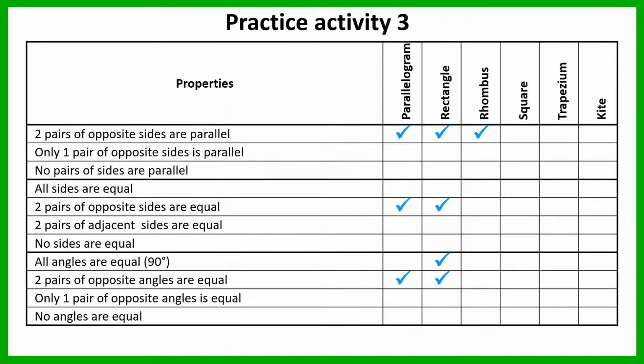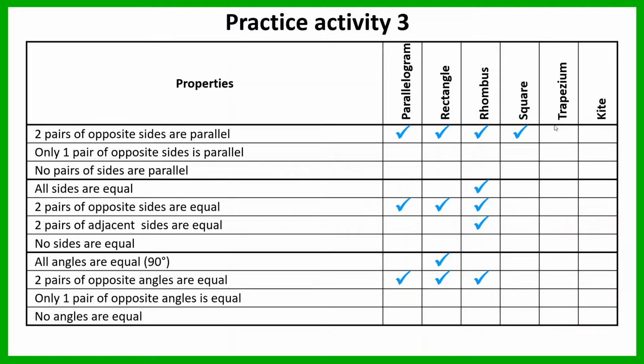In a rhombus, we also have two pairs of opposite sides parallel. We have all four sides equal. Two pairs of opposite sides are equal. Two pairs of adjacent sides are equal. And there are two pairs of opposite angles equal.